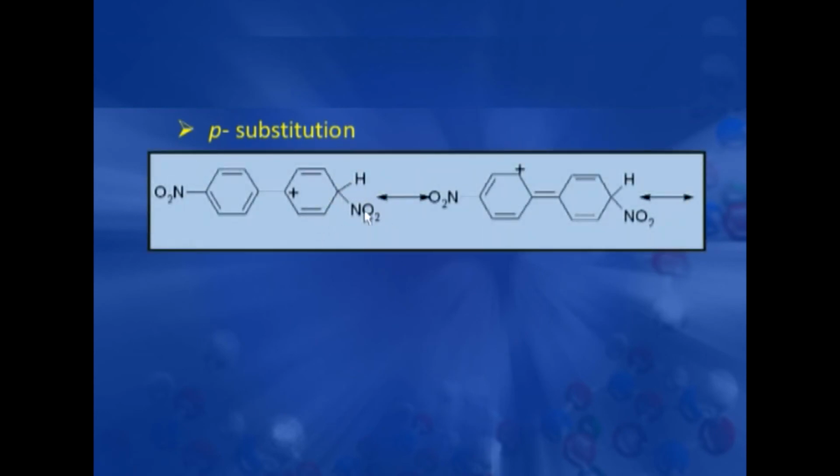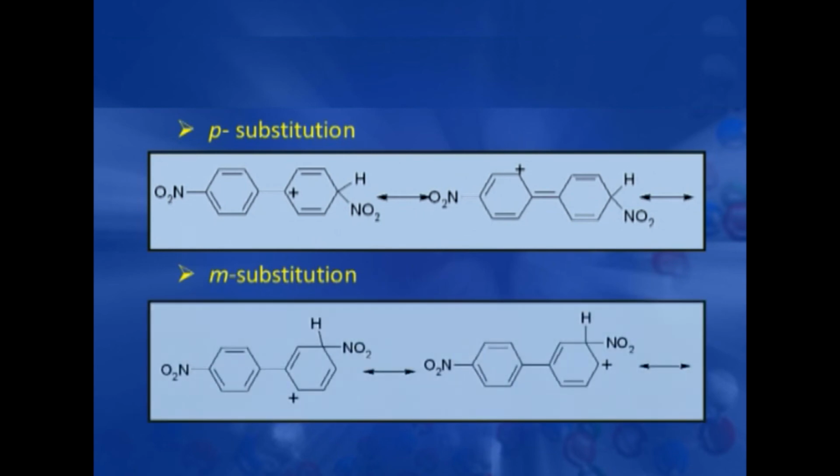First, we see that by attack of the nitro group at the para position, this carbocation gets formed and this positive charge is stabilized by delocalization in this ring and in this ring also. But if we see the meta substitution, then on attack at the meta position, the positive charge is stabilized only in this benzene ring. So, the carbocation is more stabilized in the case of para as compared to meta. That is why the attack takes place at ortho and para of the second ring.